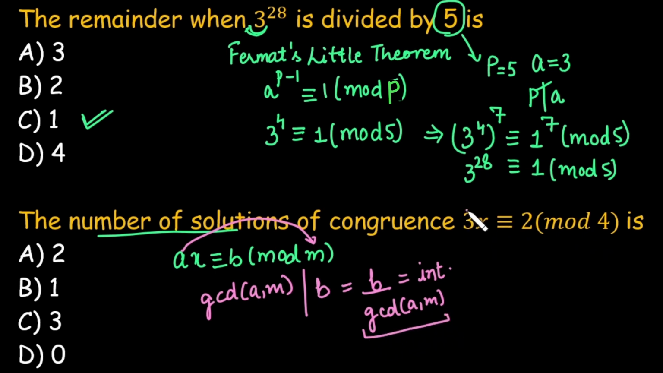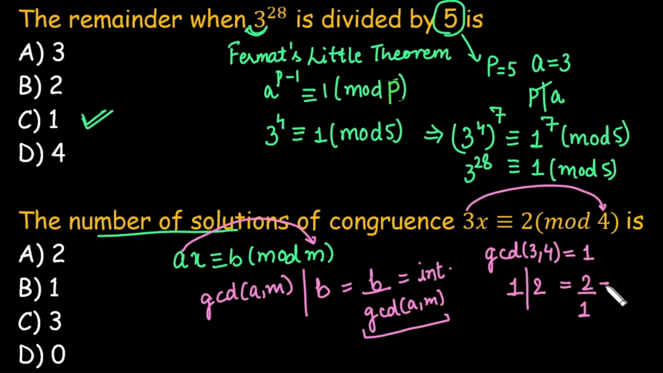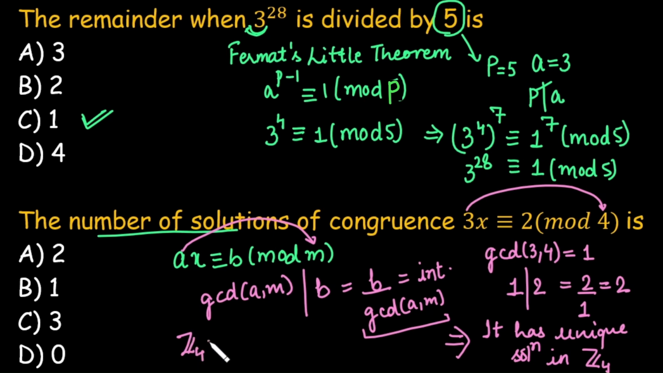So in this case, what is the GCD of 3 and 4? That is 1, because nothing is common between these two except 1. Now does 1 divide 2, meaning 2 by 1 is an integer? Yes. According to this, we can say that it has a unique solution in Z4. Now, what do we mean by Z4? Z4 means collect all the remainders in a set when divided by 4. That is 0, 1, 2, 3. Hence, option B is correct.